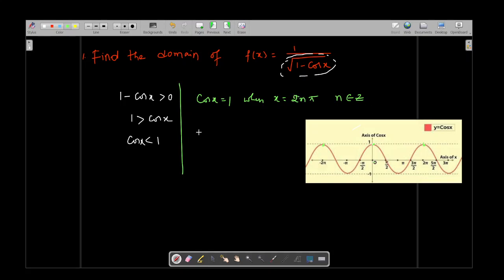So the domain for this function is all the real numbers except 2n pi, where n belongs to Z. This is the answer for this problem.